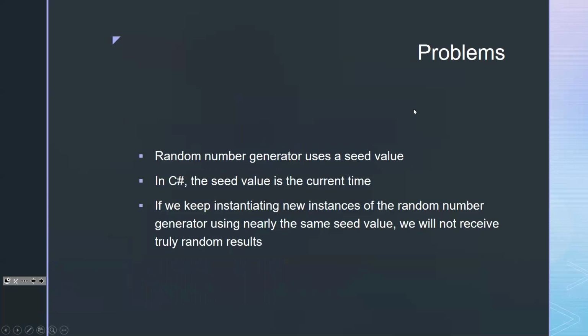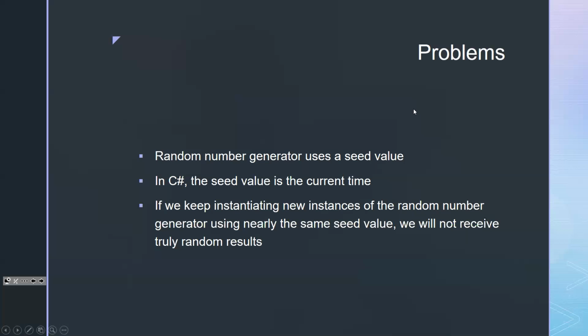Okay, some problems that we can run into with random number generators. Random number generators use a seed value to generate the random number, so their algorithm starts with some unique number. When we're using C#, we don't have to pass a seed number. C# takes care of it for us, but it uses the current time. Since the current time goes out to a millisecond, it's a really long number and usually pretty unique, because the next millisecond it will have already changed. So that's why they use that as the seed value.